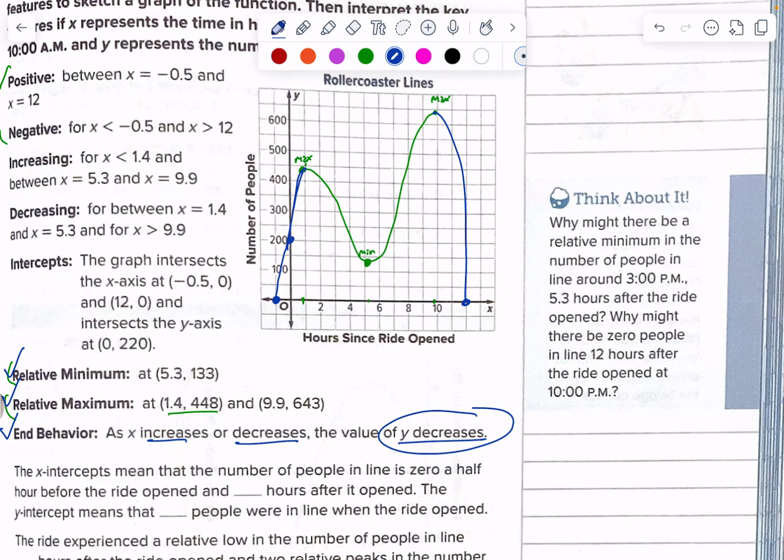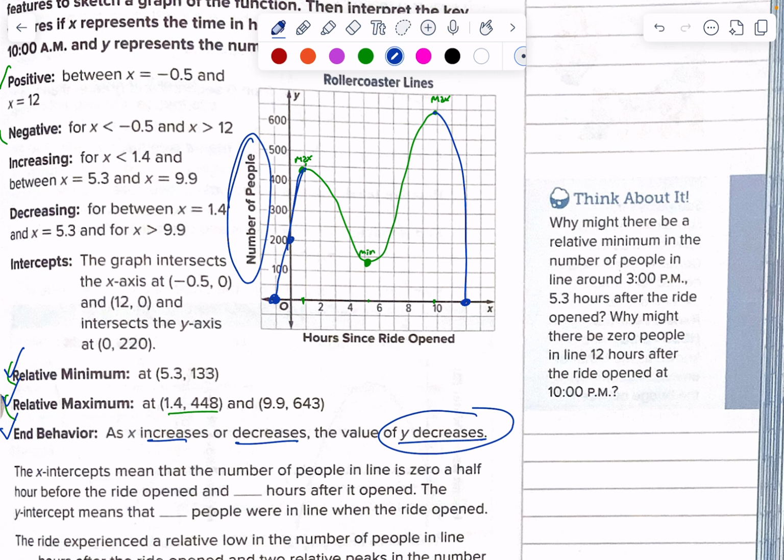Now the number of people is what the y-axis is. We would not put arrows that go down here because that would say that we could have a negative number of people. So we don't have arrows that go like that. We just are going to have them stop and do little dots on either end.